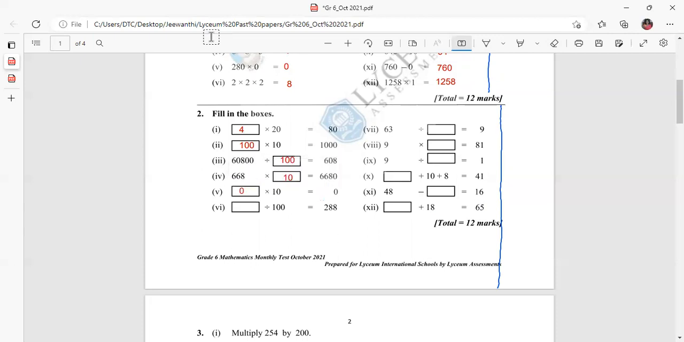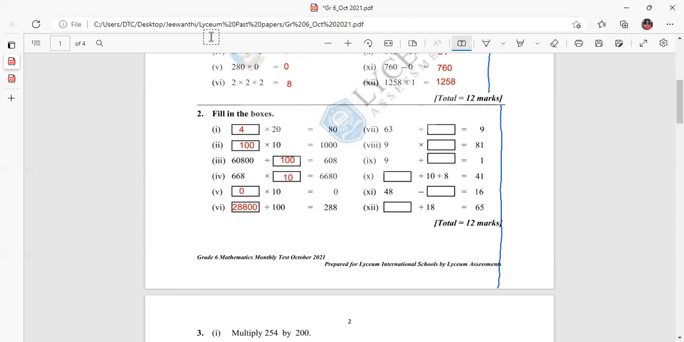Then something you divided by 100, then you get the answer 288. So then that should be this. Can you see? Because 28,800 if you had, and you divide it by 100, so then you get the answer 288. Then 63, you divide it by something, and it gives you the answer 9. What should be the number?